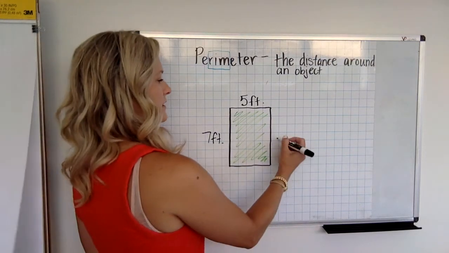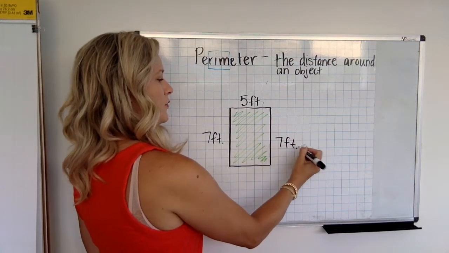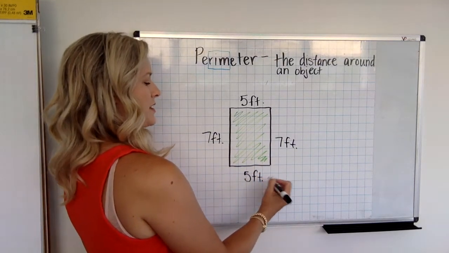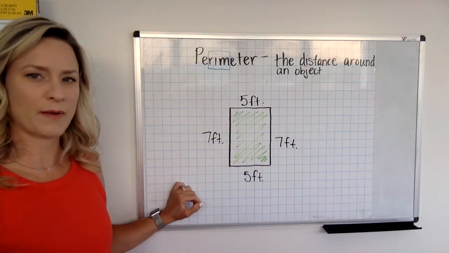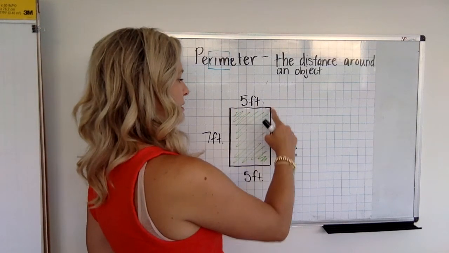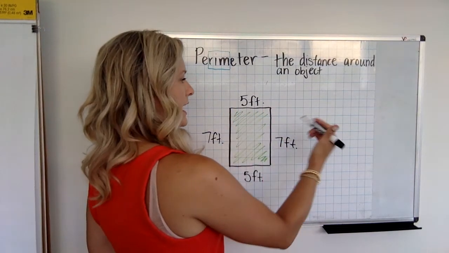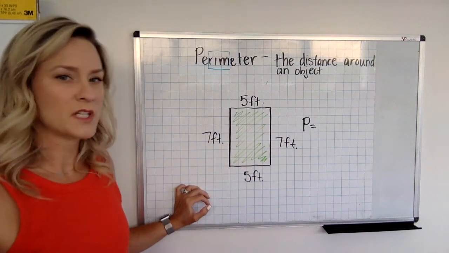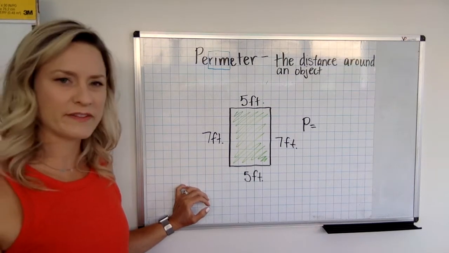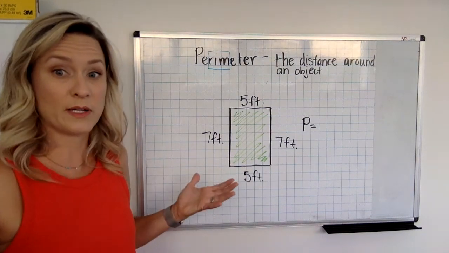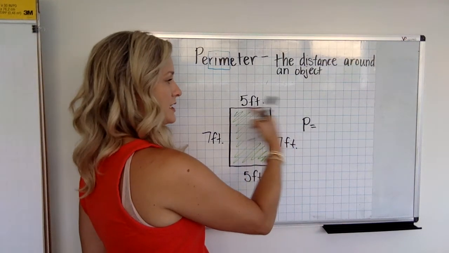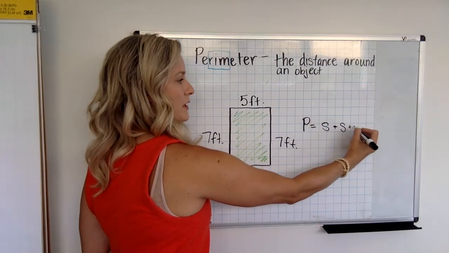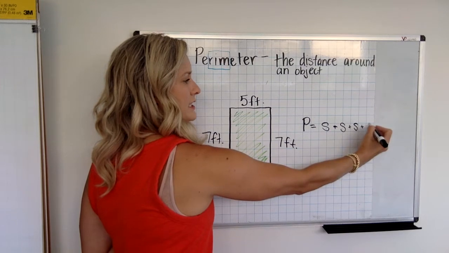Okay, so let's check this out. We know that this side's also 7 and this side is also 5. So I'm going to write that in. So maybe you would think about it as side plus side plus side plus side. So perimeter, I'm going to write P for perimeter. So in math, when you see P, oftentimes it means perimeter. So P equals side plus side plus side plus side.